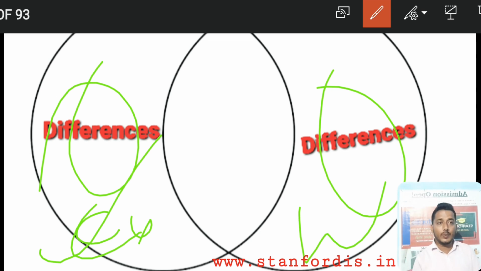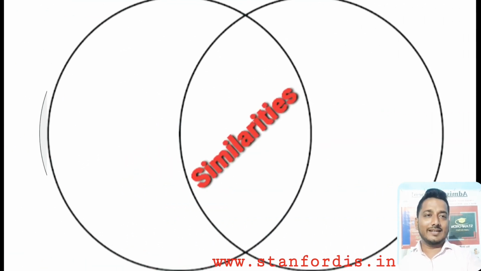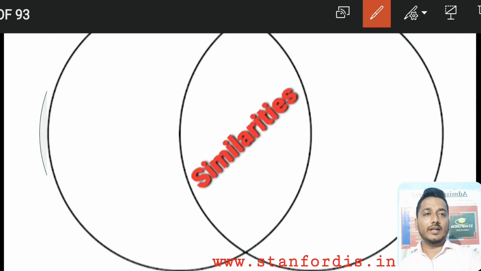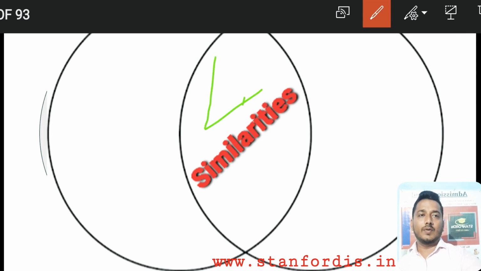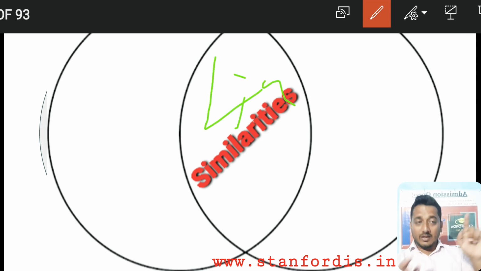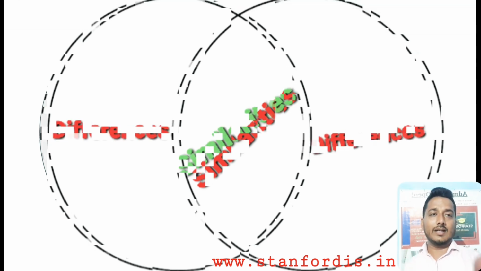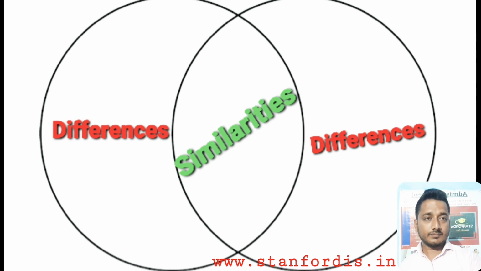Both are liquid, so liquid is very common, so we are going to write common things, similarities, in between. So both are liquid, so we'll write liquid in between. Now let's have a look at the whole.